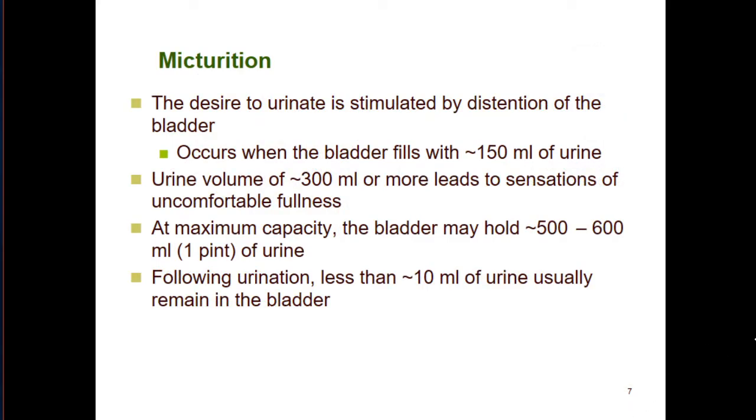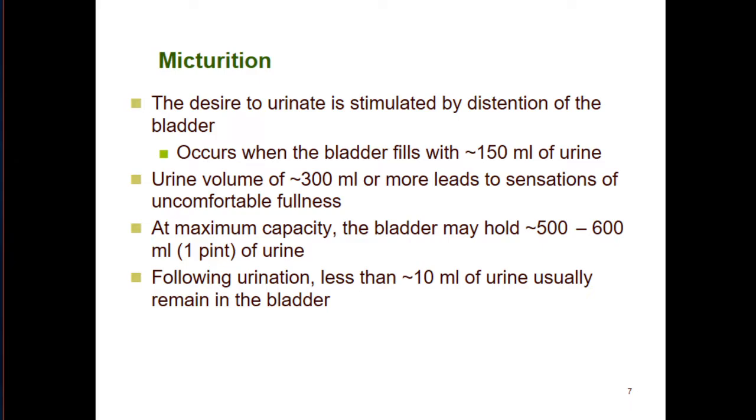Let's talk about micturition. The desire to urinate will be stimulated by distension of the urinary bladder walls, and the first sensation will occur when the urinary bladder is filled up to about 150 ml. When it reaches about 300 ml of urine or more, the sensation of uncomfortableness occurs. And the maximal capacity of the bladder will be around 500 ml.